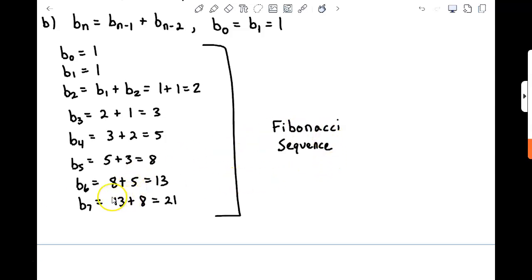It's a really famous sequence. We won't be doing a whole lot more with it here, but it's been studied and it has tons of unique and interesting properties.